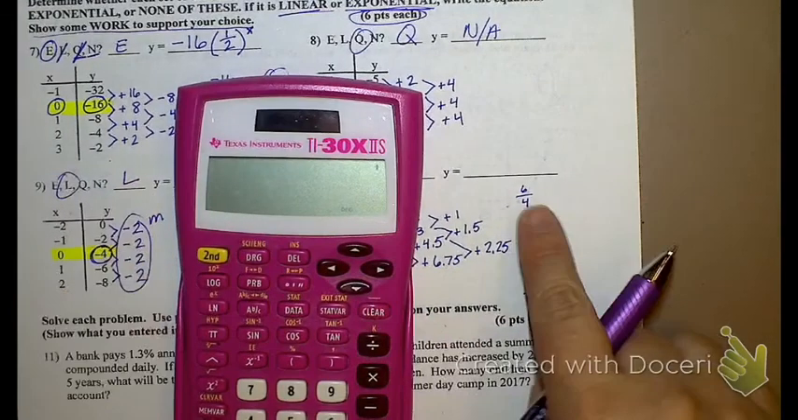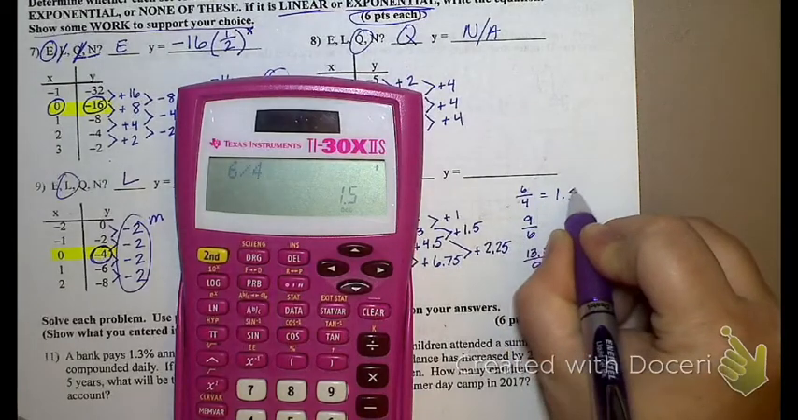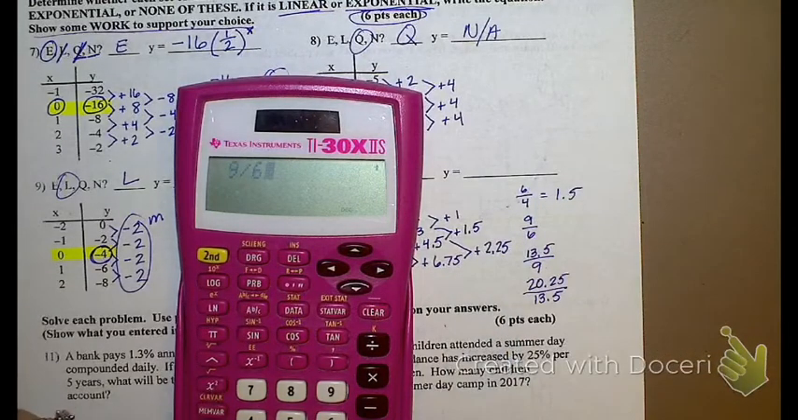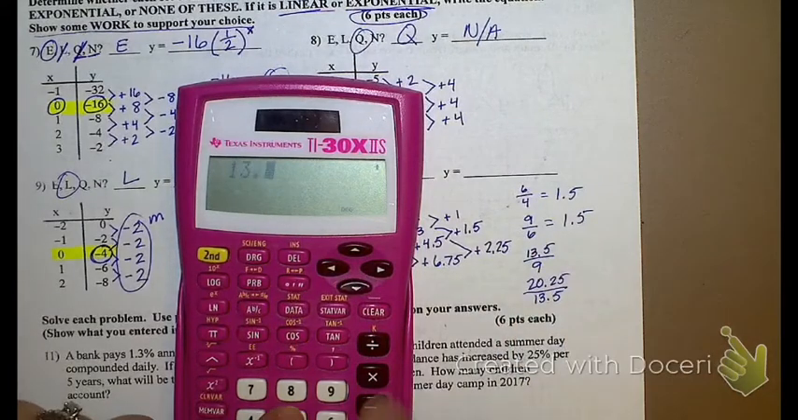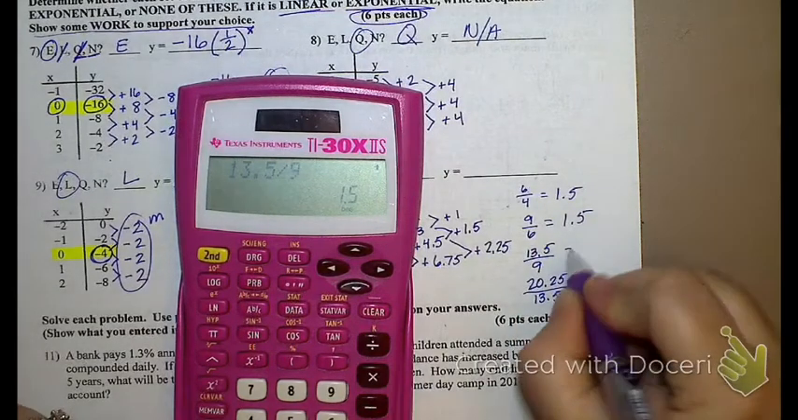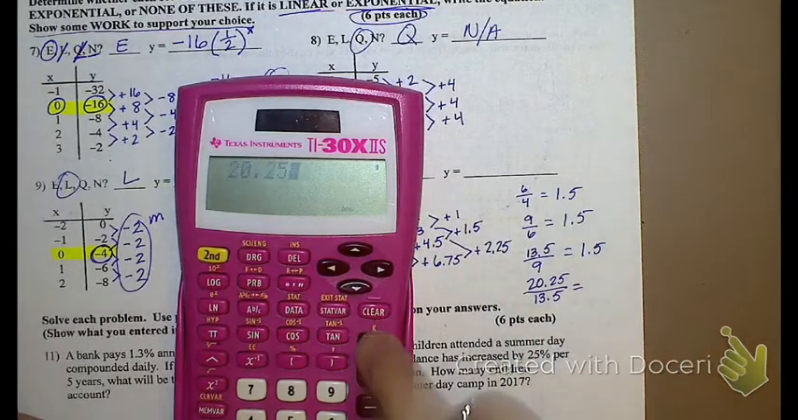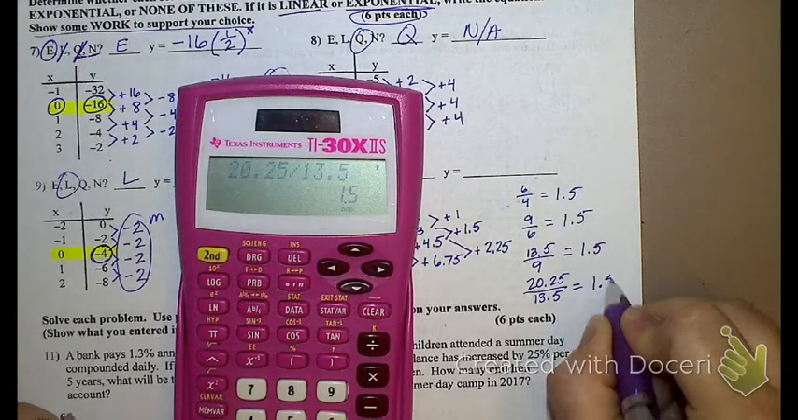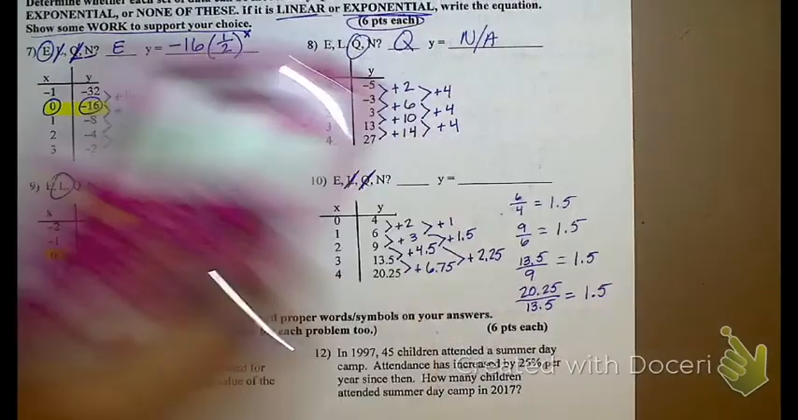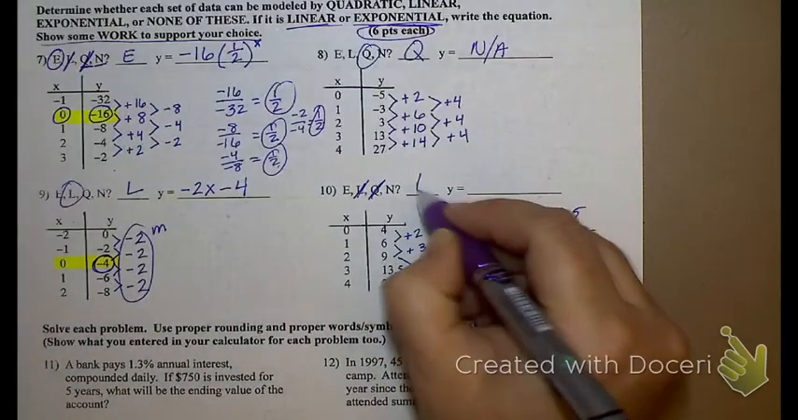Okay? So 6 divided by 4 is 1.5. 9 divided by 6 is 1.5. 13.5 divided by 9 is 1.5. And 20.25 divided by 13.5, guess what? It's 1.5. So what do I have, exponential or neither? Exponential.